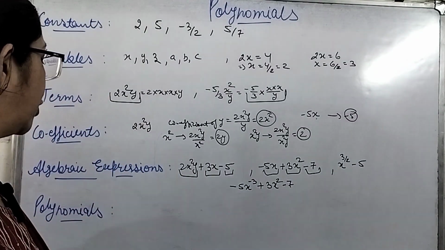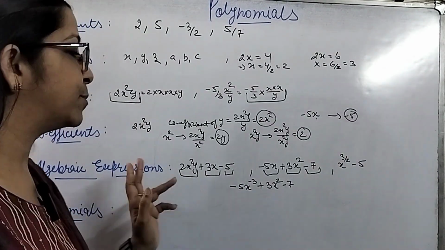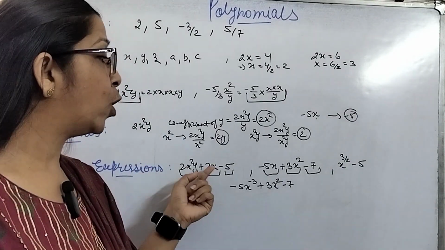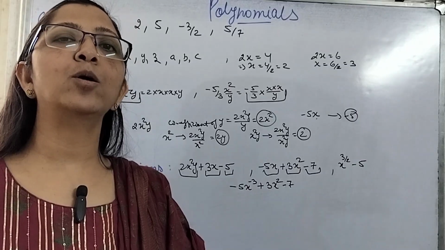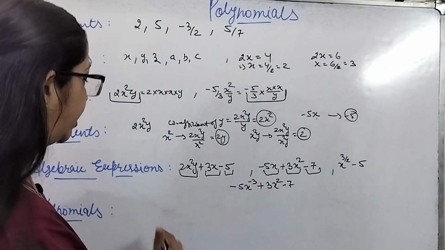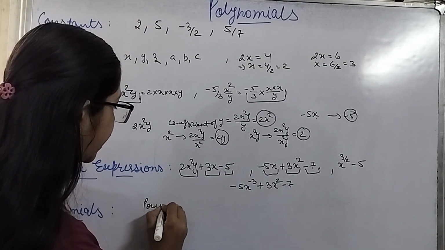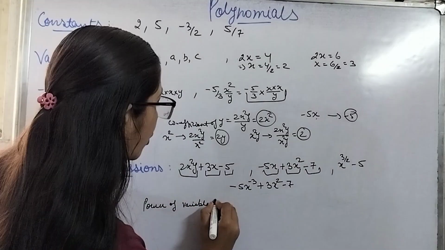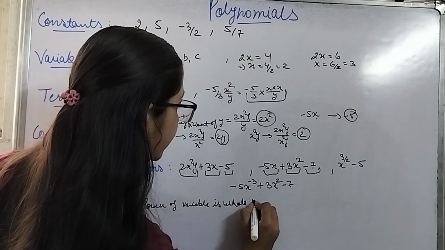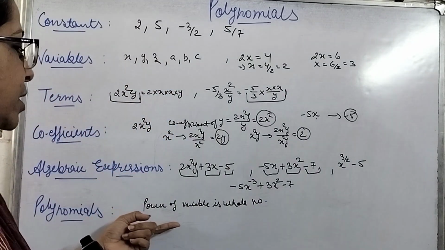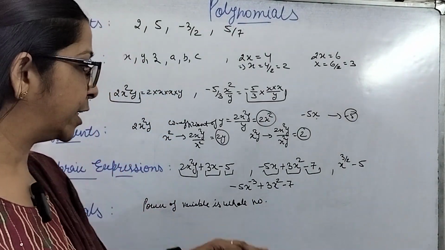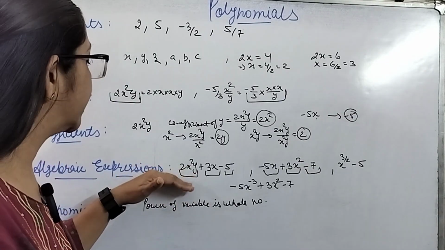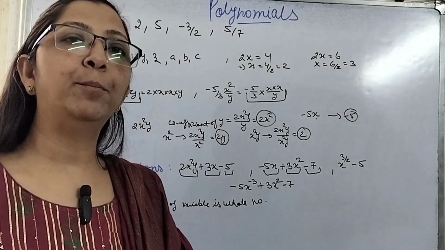Now let's see what polynomials are. Polynomials are the special cases of algebraic expressions in which the exponent or the power of the variables is always a whole number. If this is the case, then these algebraic expressions are known as polynomials. That means all the polynomials are algebraic expressions, but all the algebraic expressions are not polynomials.